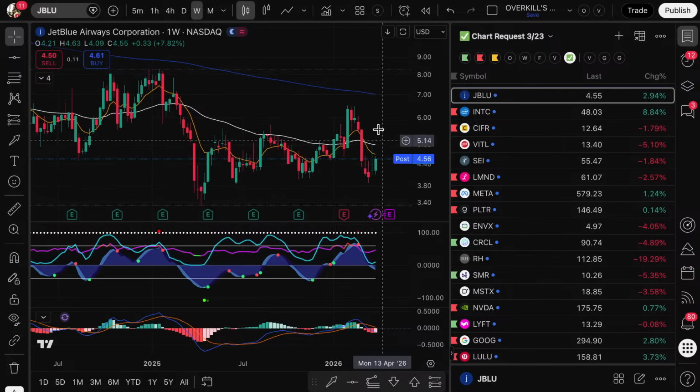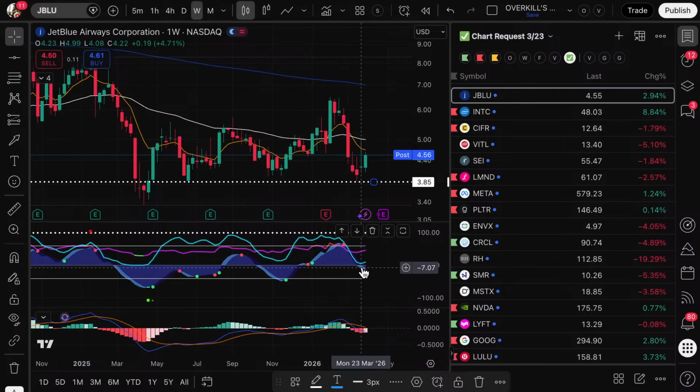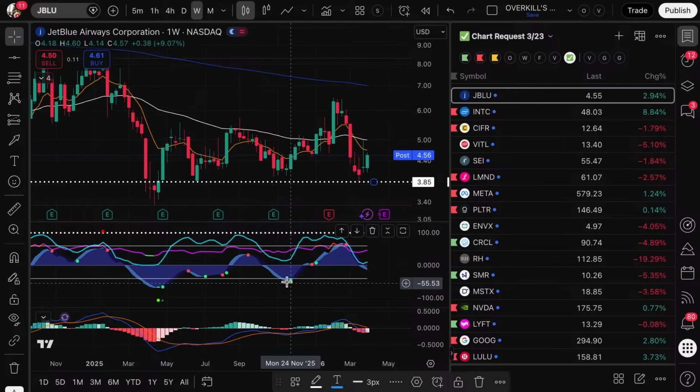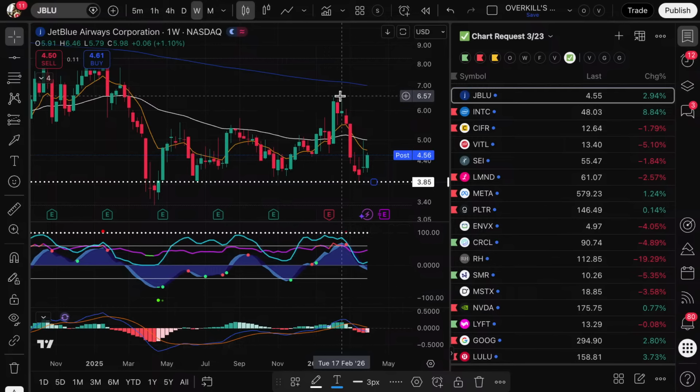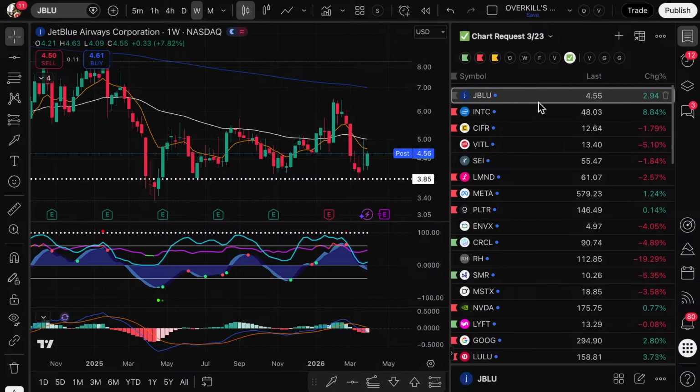JetBlue, this one looks like it's rounding the corner again. Nasty couple of months here. Nasty start to the year from February. Went down from 6 all the way down to about 4. It's around a 40% drop, and now it's trying to turn the corner. So again, you're missing the signal. Our time to buy was back here in November at about $4. So $4 was our signal. I mean, it went up to 650 and now it's back down to sitting at 450, but above 385 it looks good.